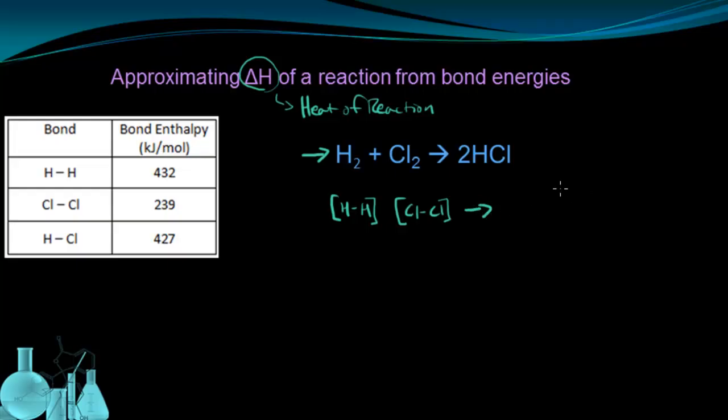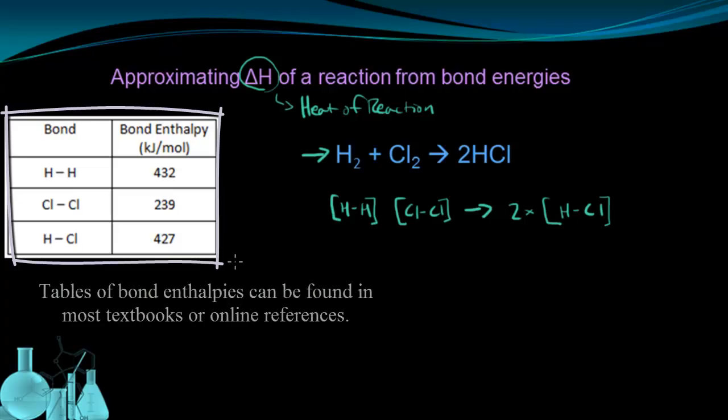And on the product side, we have two of these HCl molecules. So there's actually going to be 2 times the bond between H and Cl. There's going to be 2 of those bonds present. And we can actually look at the individual energies associated with those bonds and see what's happening. And to find those individual energies, we would look at a table like this.